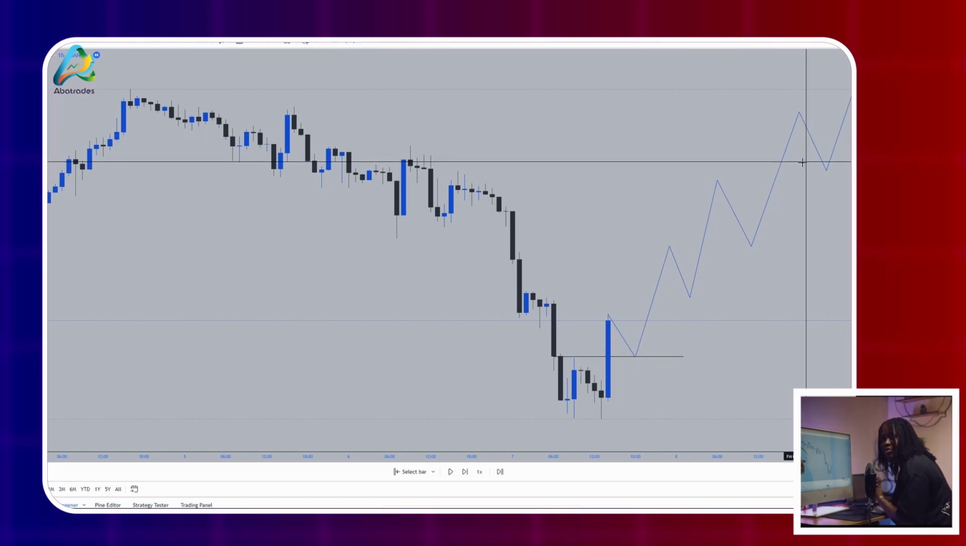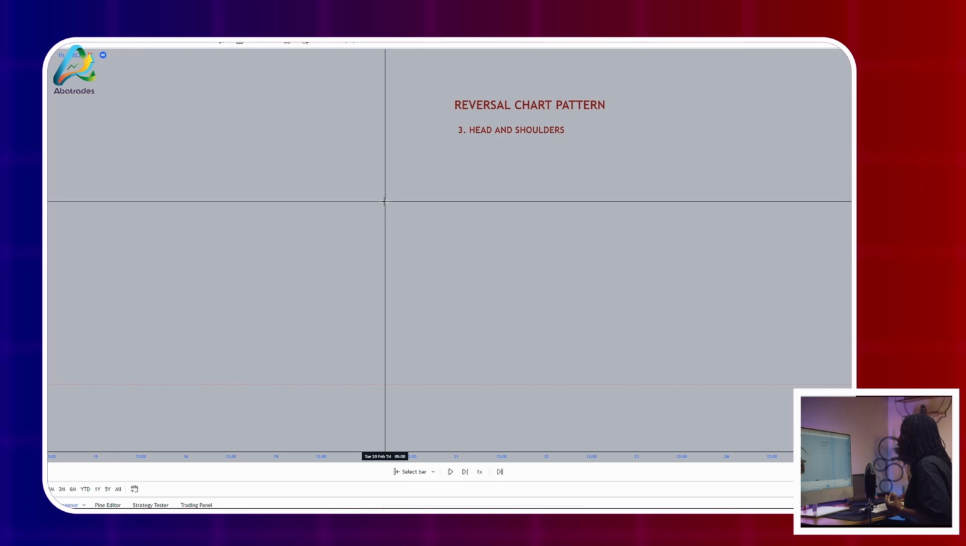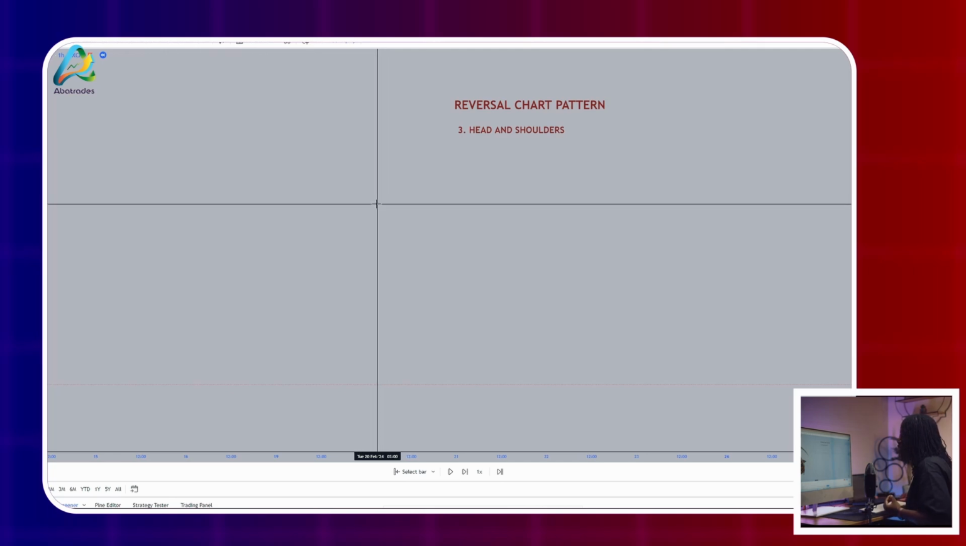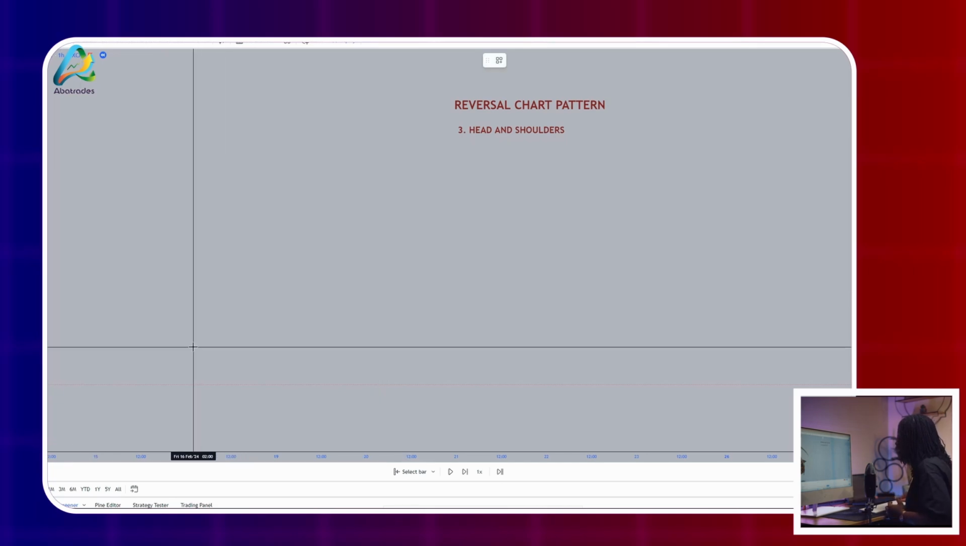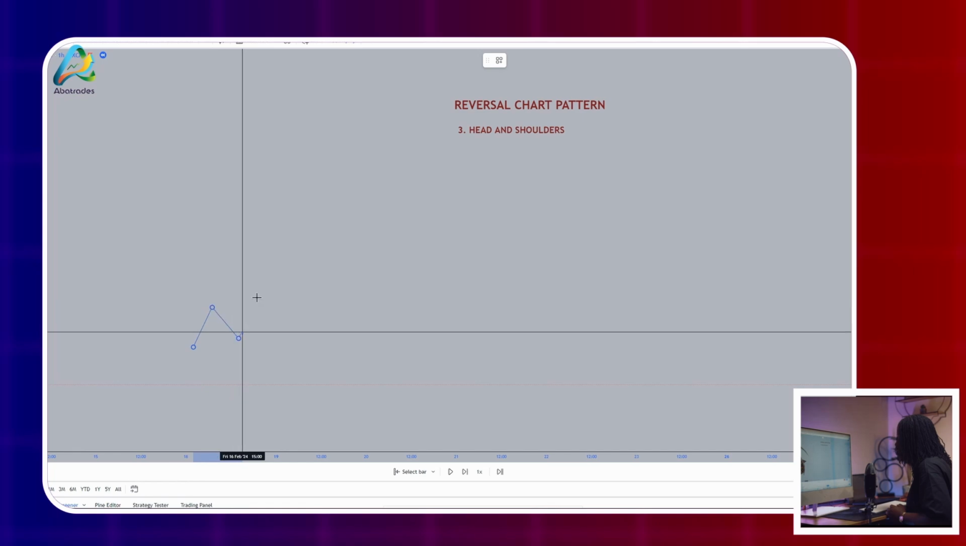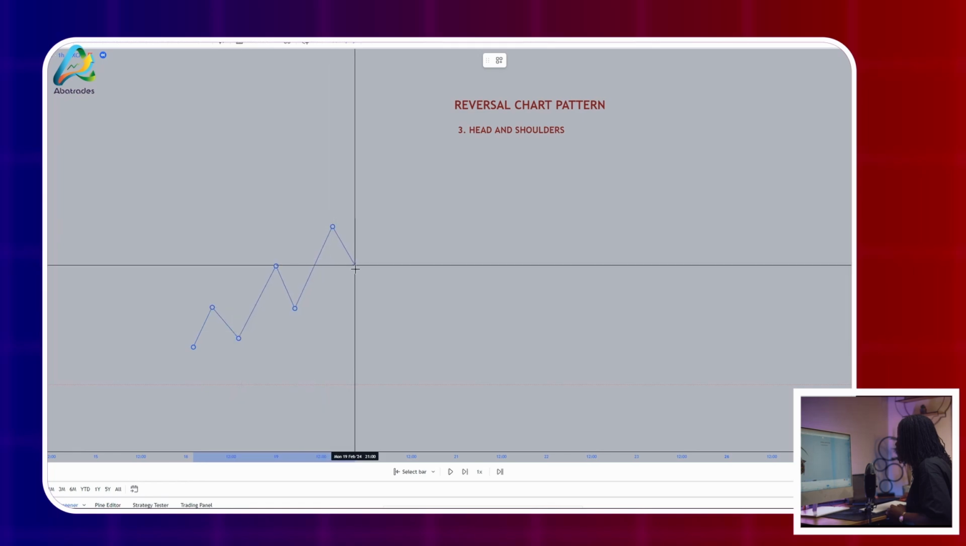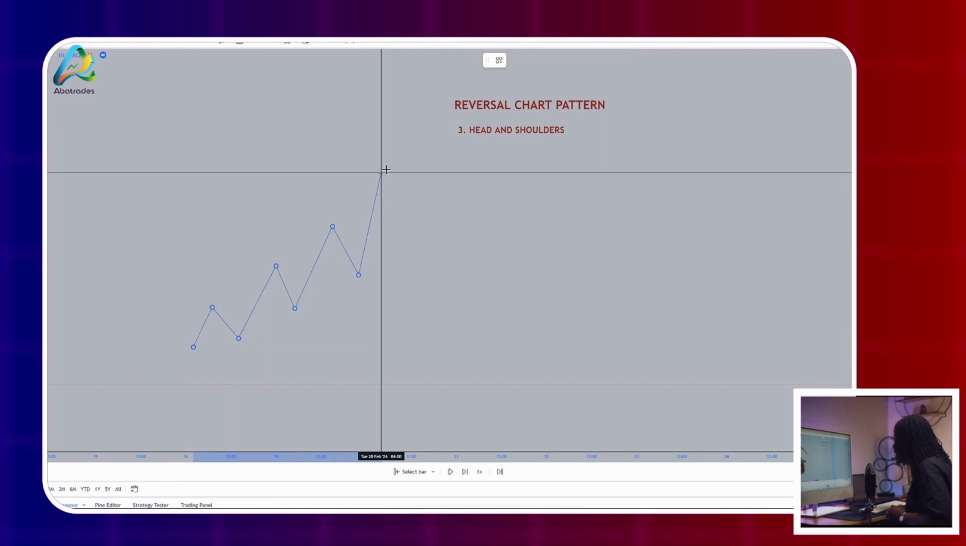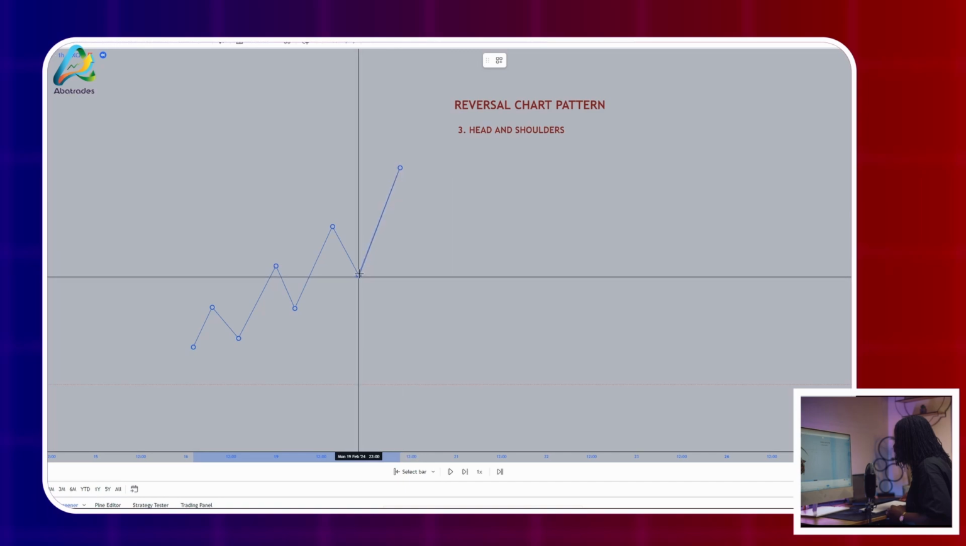So now let's move on to the next reversal chart pattern. And the next reversal chart pattern we're talking about is the head and shoulders pattern. Now this pattern starts as a market in an uptrend, so you have your series of higher highs and higher lows. Then immediately you see the market will just shoot up to the upside, comes back to retest this low right here, this level here.